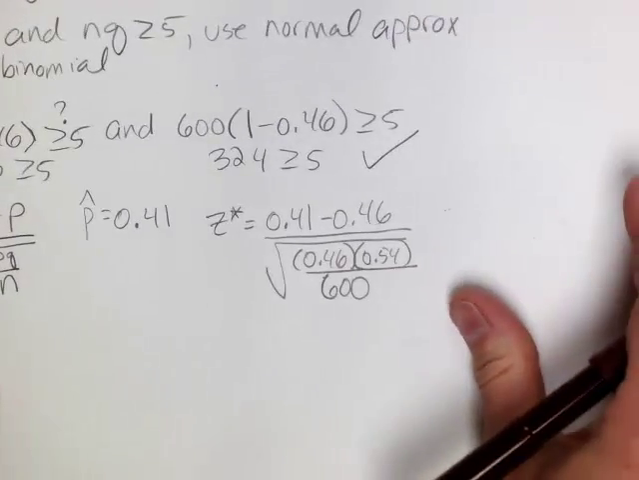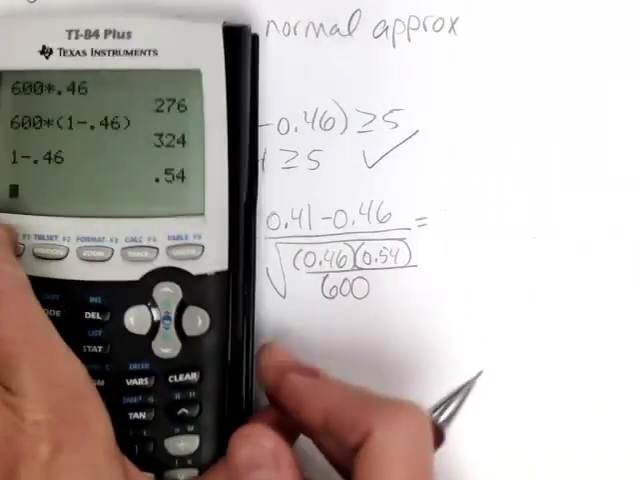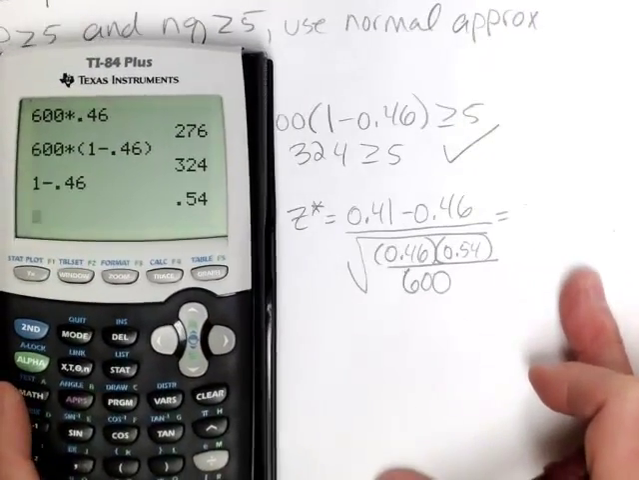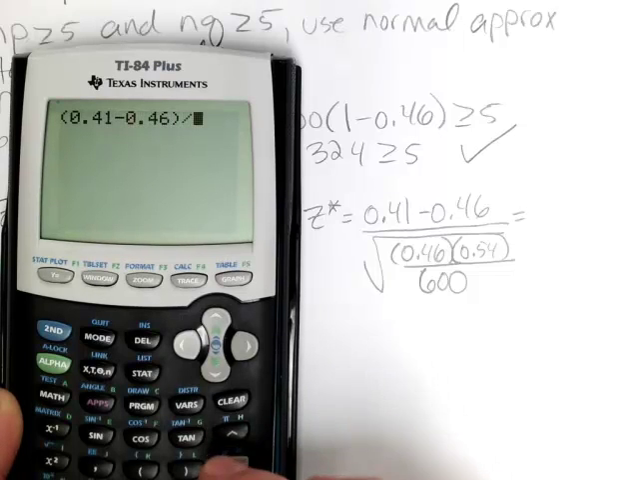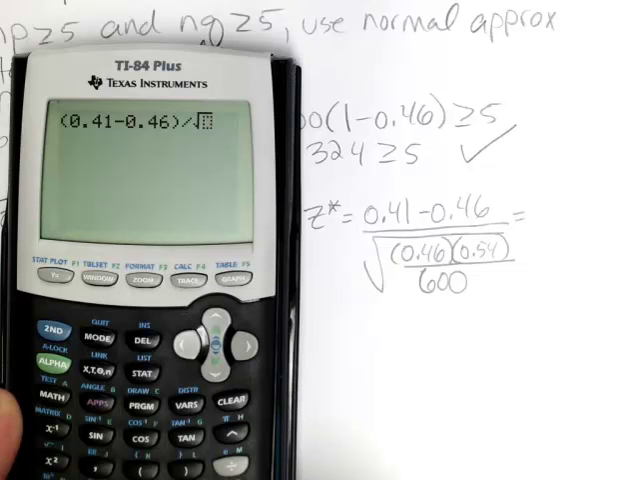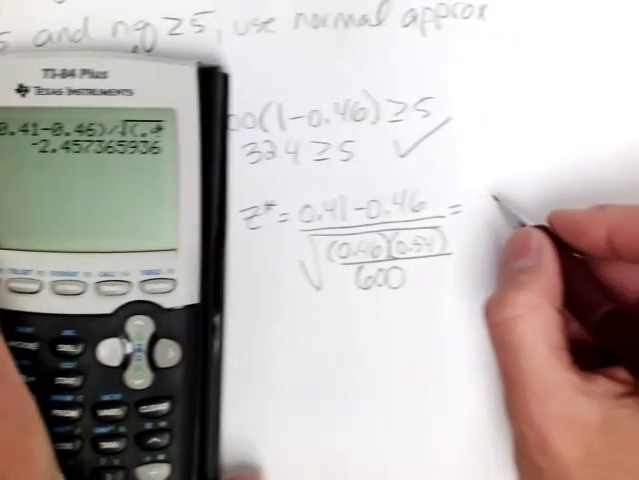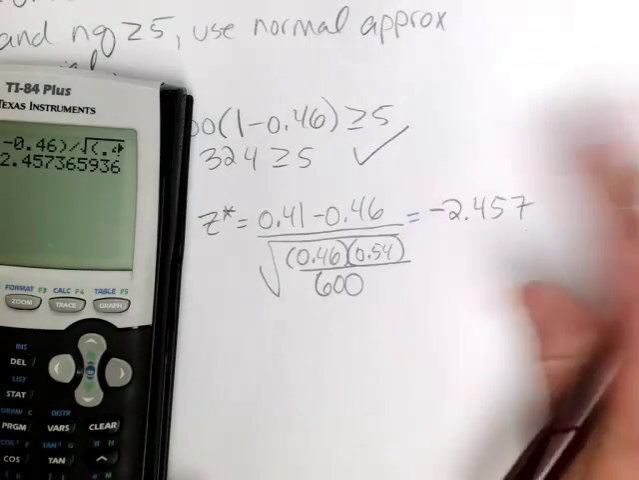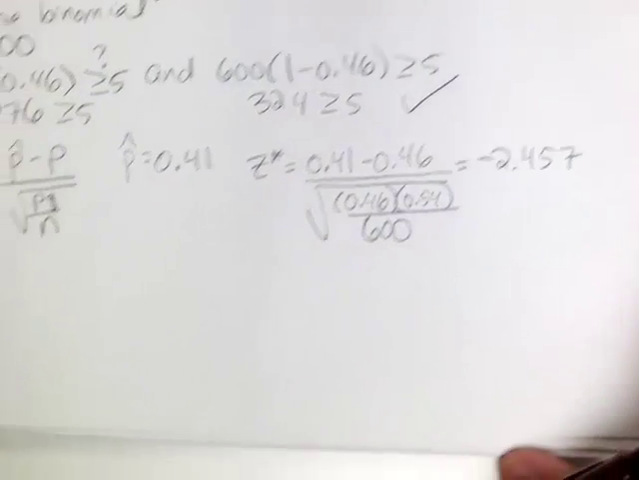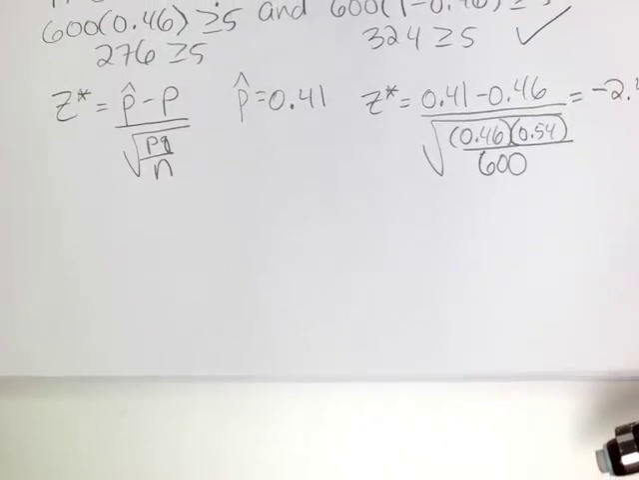Let me go ahead and put that into the calculator real quick. Using parentheses in the numerator, I have 0.41 minus 0.46 divided by the square root of 0.46 times 0.54 divided by 600. So that standardized test statistic is about negative 2.457. Let's go ahead and compare that to a critical value.